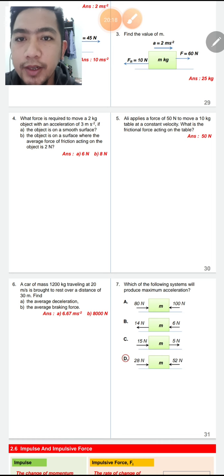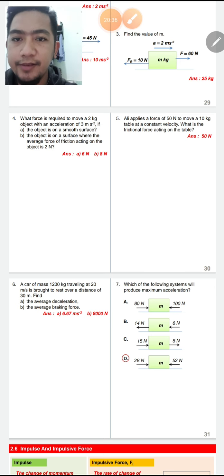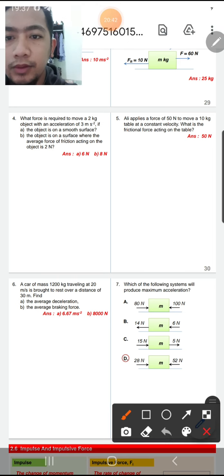What force is required to move a 2 kilogram object with an acceleration of 3 meter per second square if the object is on a smooth surface? So smooth surface, so frictionless, right? So find the force. Okay, force. So F equal to ma. Just substitute the value. We need to find the F. M is 2 and the acceleration is 3. So the answer is 6 Newton.